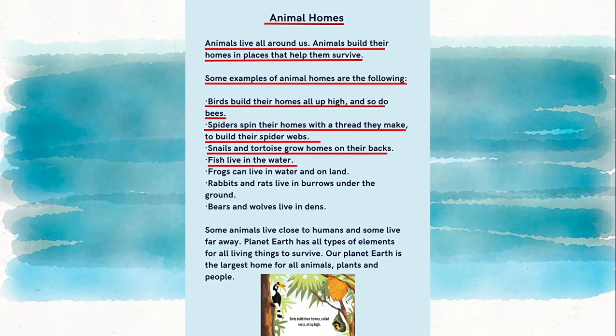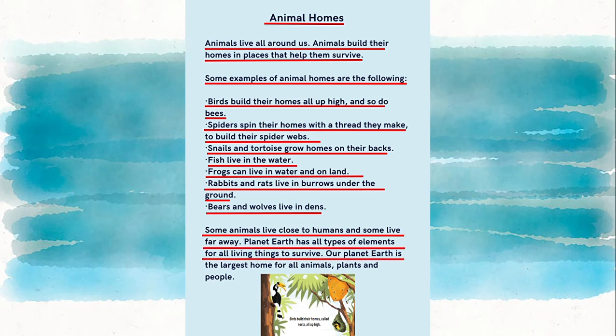Fish live in the water. Frogs can live in water and on land. Rabbits and rats live in burrows under the ground. Bears and wolves live in dens. Some animals live close to humans and some live far away. Planet Earth has all types of elements for all living things to survive. Our planet Earth is the largest home for all animals, plants and people.